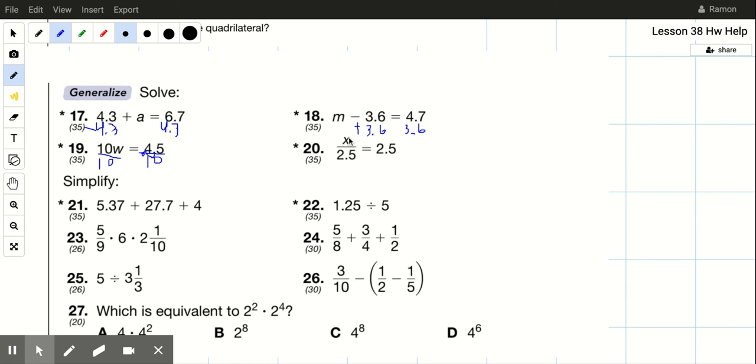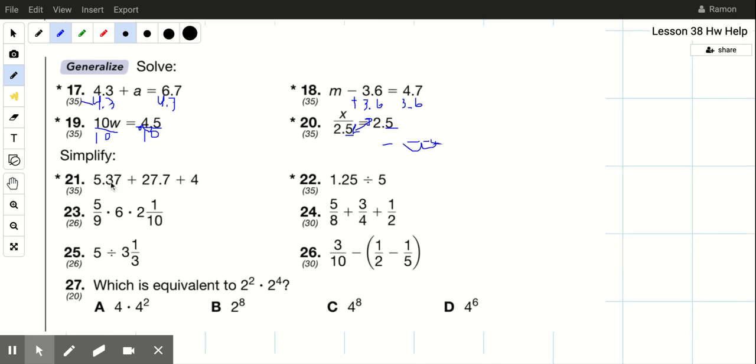For number 20, x divided by 2.5 equals 2.5. Since the dividend is the variable, we can just use the inverse operation, which is multiply 2.5 times 2.5. We can just do 25 times 25 and then move the decimal to the left once for each digit after the decimal in both numbers. So it's going to be twice after you write down your product of 25 and 25.